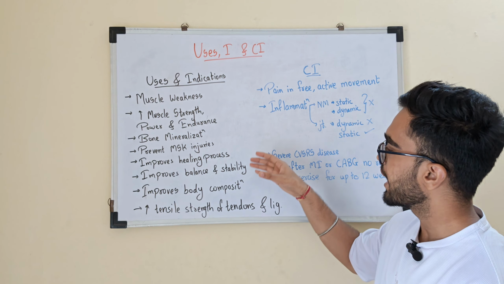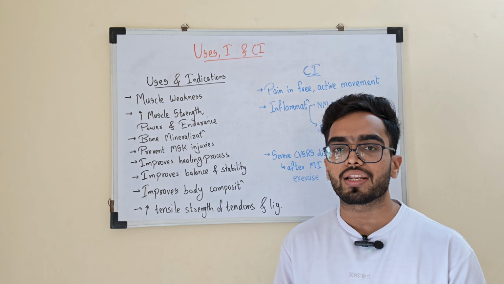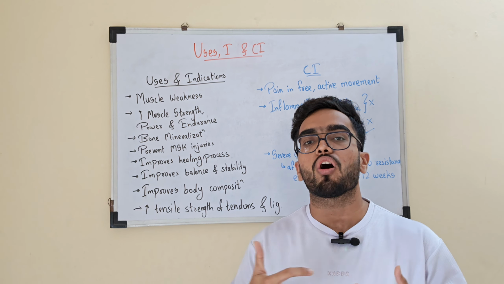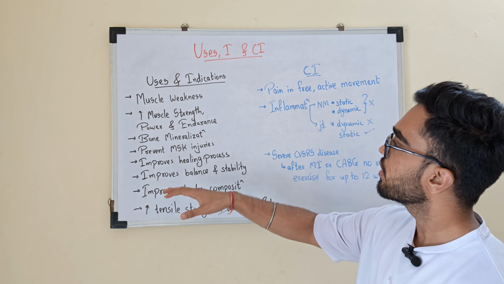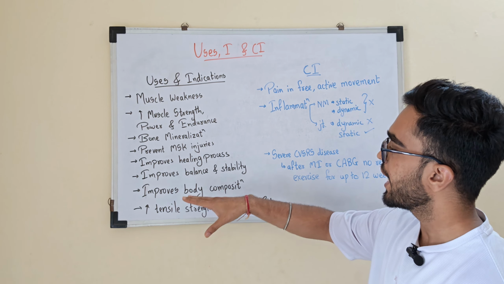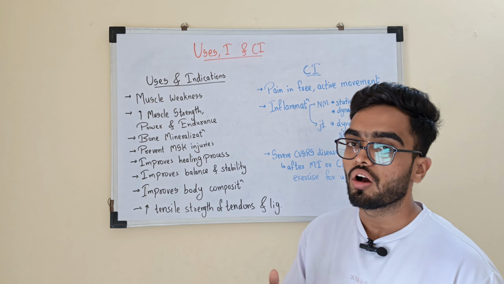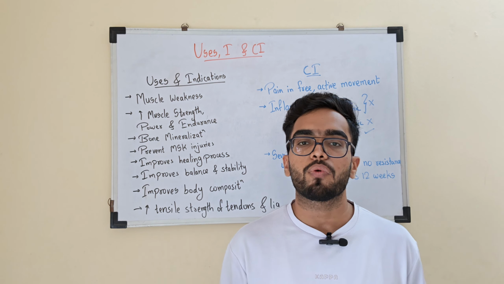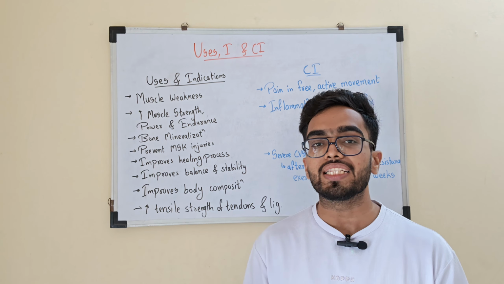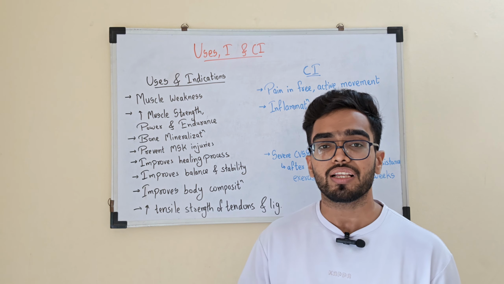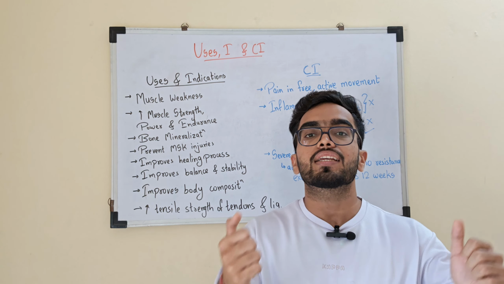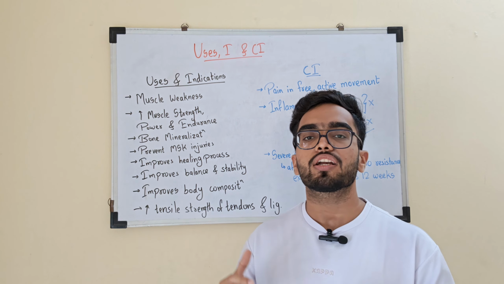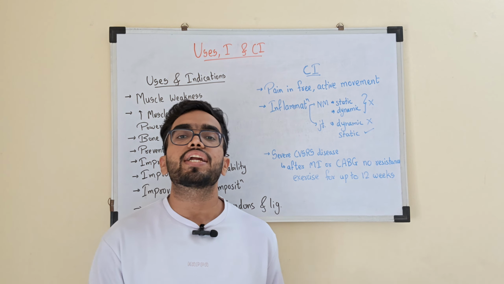The next is improved balance and stability. Growth in the strength, power and the surrounding structures of the joint helps in improving the balance and stability of the body. Okay, and the final indication or use is that strengthening improves body composition. What is body composition? Body composition is the amount of muscle and the amount of fat in the body. So improving the body composition means increasing the lean body mass, that is the muscle mass in the body, while decreasing the body fat. This is improving the body composition. So next, coming on to the contraindications of strengthening.